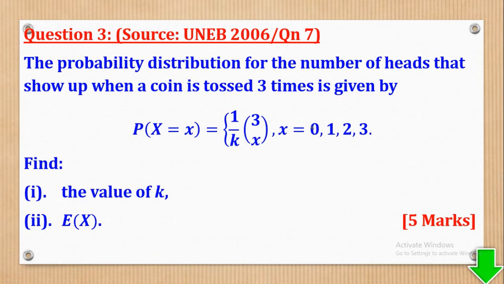So to get the probability of x equal to 0, put 0 here. Probability of x equal to 1, put 1 here. X equal to 2, put 2 here. X equal to 3, put 3 there. So part A, they said find the value of k, and part B, find the expected value of x.